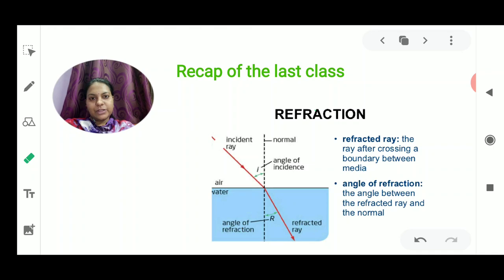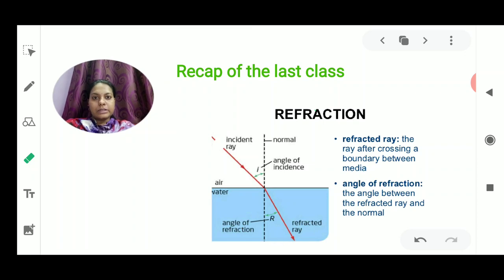Before starting today's video, I would like to tell you what we have discussed till now in this chapter. We have discussed the first part, that is reflection. In reflection, we discussed a number of topics. I told you the concept of reflection, then we saw the laws of reflection, then the characteristics of the image formed in a plane mirror. Then we moved on to curved reflecting surfaces, where we studied two mirrors, the concave and the convex mirrors.